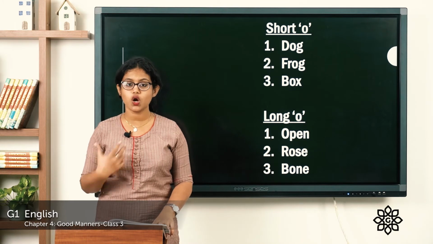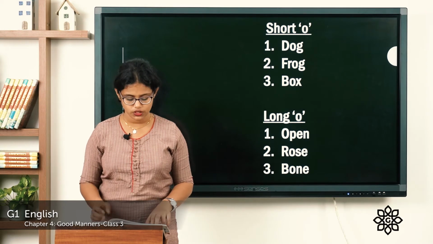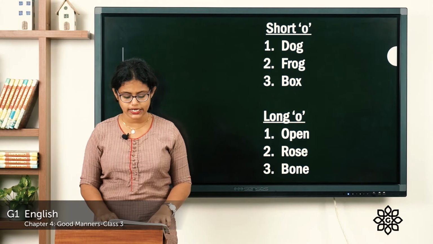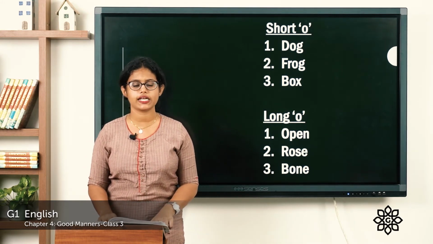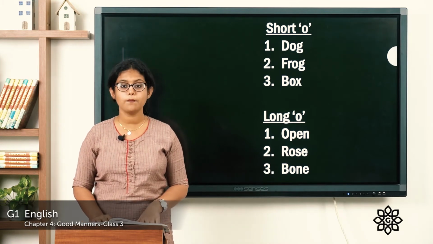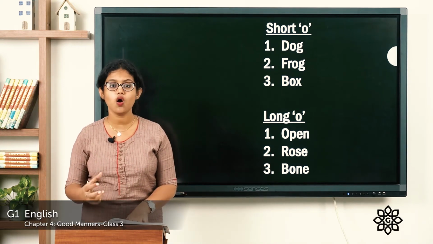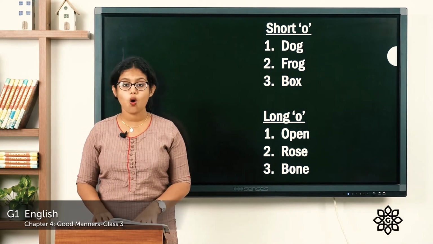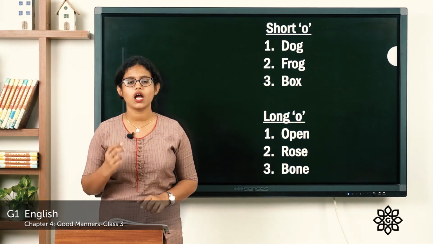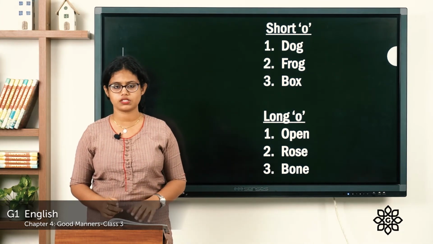First, let's start with short O. So, which all words are with short O? So, let's read. Dog. It sounds short O. So, you can write it in the first box, dog. Next, frog. It has short sound of O. Then, box. It has also short sound of O. Then next one, long sound of O. Open, rose, bone. All these have long sound of O. So you can write it in that box.